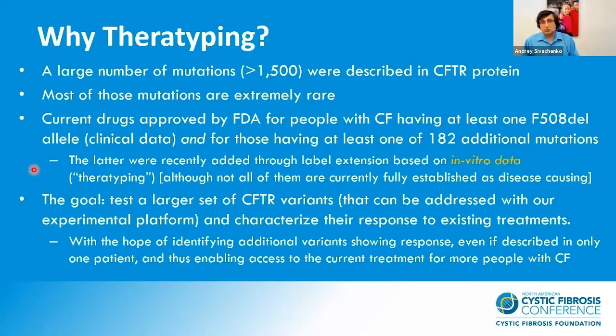And in fact, that was actually a noticeable shift in the regulatory landscape itself. So thus we decided to initiate this type of project, theratyping project, where we would perform in vitro testing of the existing approved drugs on as large of a set of different known Cftr variants as possible. And the ultimate goal and hope, of course, is to identify additional Cftr variants, no matter how rare, showing response to the current drugs, and thus to enable access to the treatment for more people with cystic fibrosis.